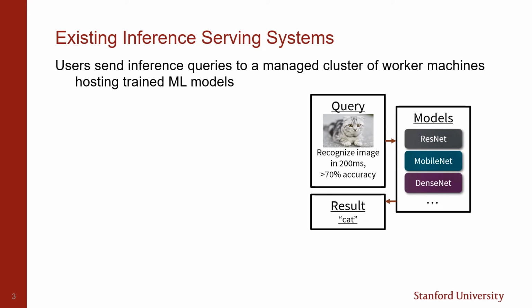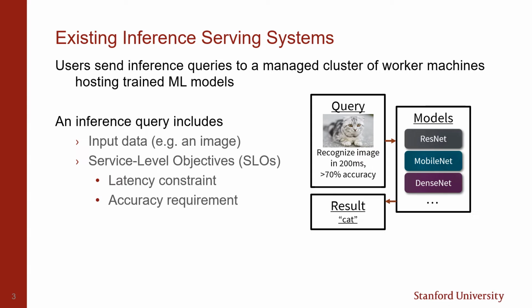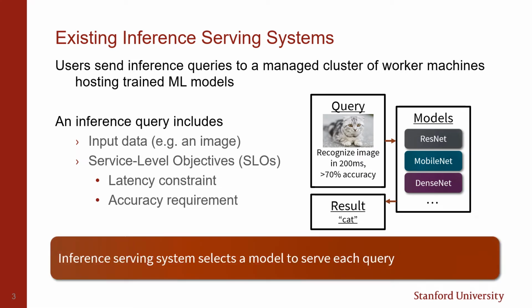So what is an inference serving system? In an inference serving system, users send inference queries to a managed cluster of worker machines, which are hosting trained machine learning models. So what is an inference query? An inference query includes some input data, for example, an image, as well as some service level objectives, or SLOs. SLOs typically include a latency constraint and an accuracy requirement. And so the role of the inference serving system is to select a model that best fits and serves the SLOs of each query.